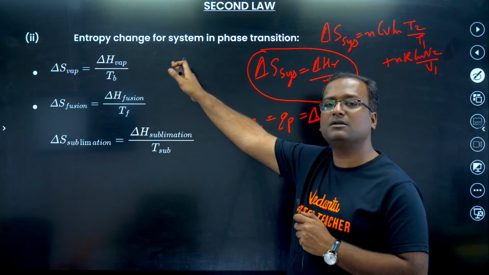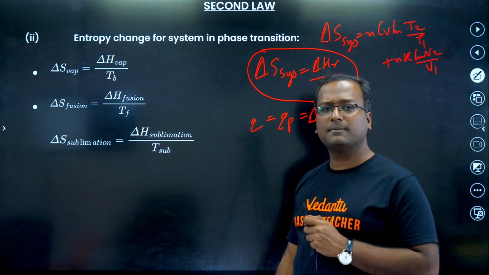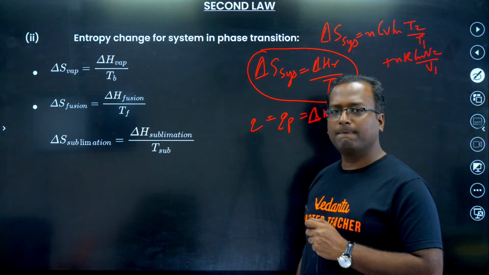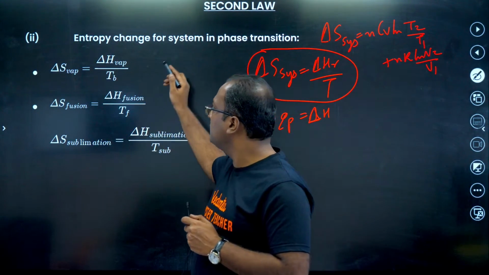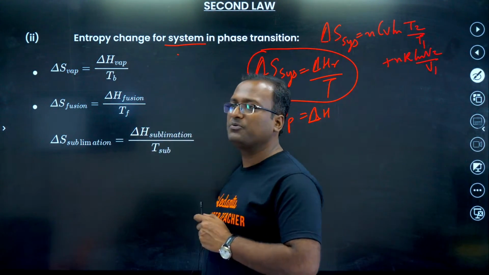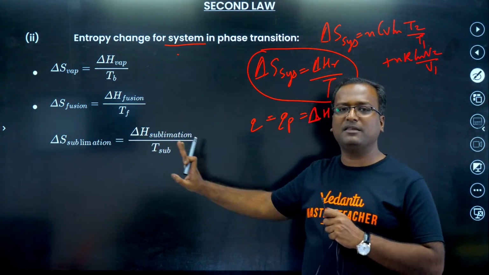Sublimation, del H sublimation. Vaporization, del H vaporization. Fusion, del H fusion. Is this much understood? Del S for system. These are system calculations. For phase transitions, we get a very simple formula. Direct plug-in value, get the answer.